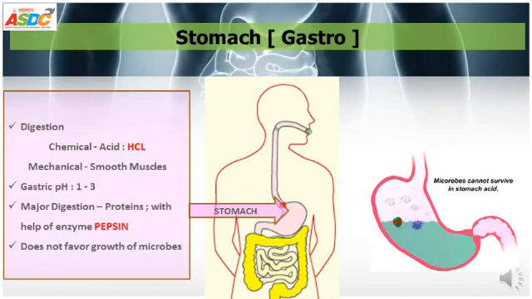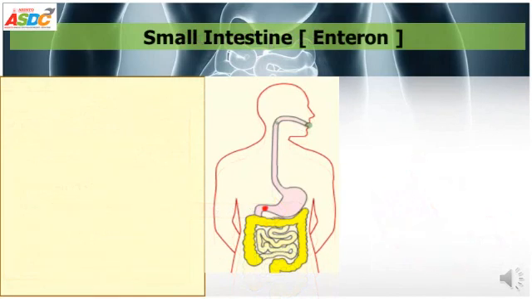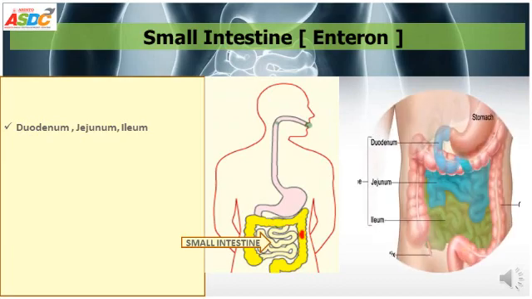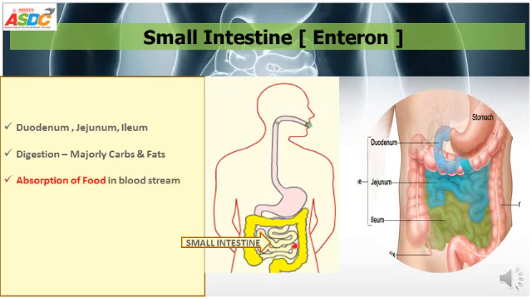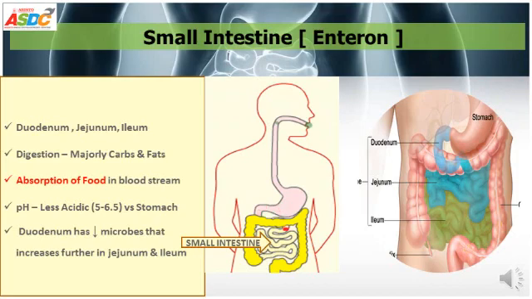The digested food particle from the stomach now goes into the small intestine, which is called as enteron. The small intestine is divided into duodenum, jejunum, and ileum. Small intestine supports the further digestion of carbohydrates and fats. Fats are digested with the help of bile, which is made by the liver. The digested food is absorbed into the blood, from where it enters into the cells of the body to make energy. The small intestine is less acidic than the stomach and favors the growth of microorganisms.